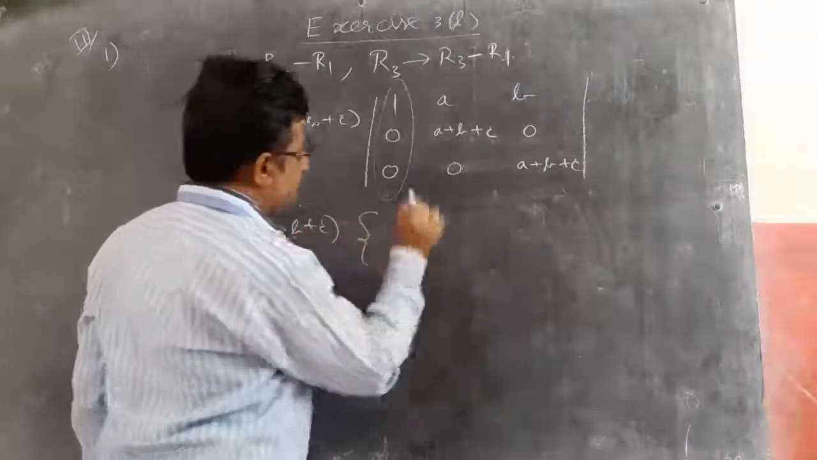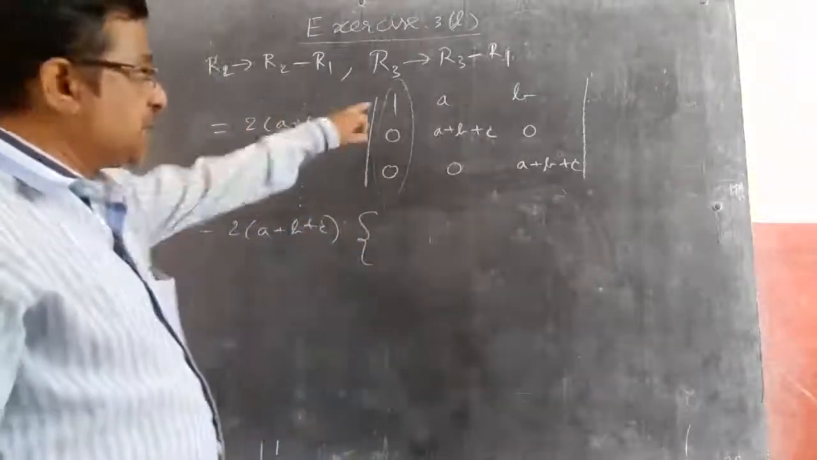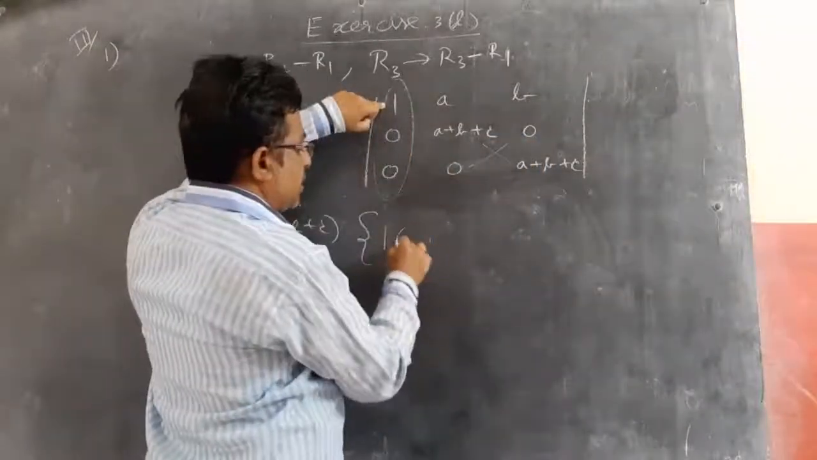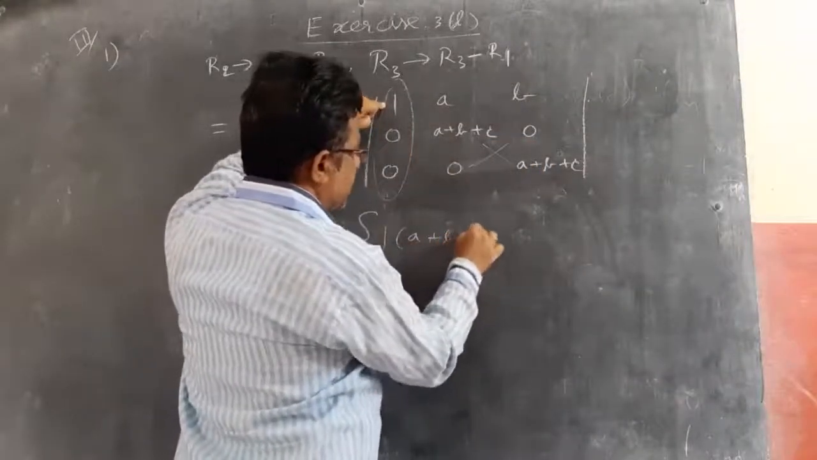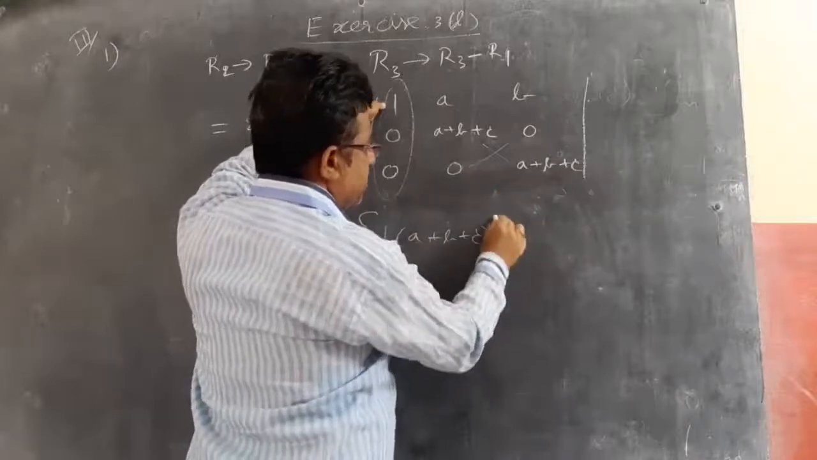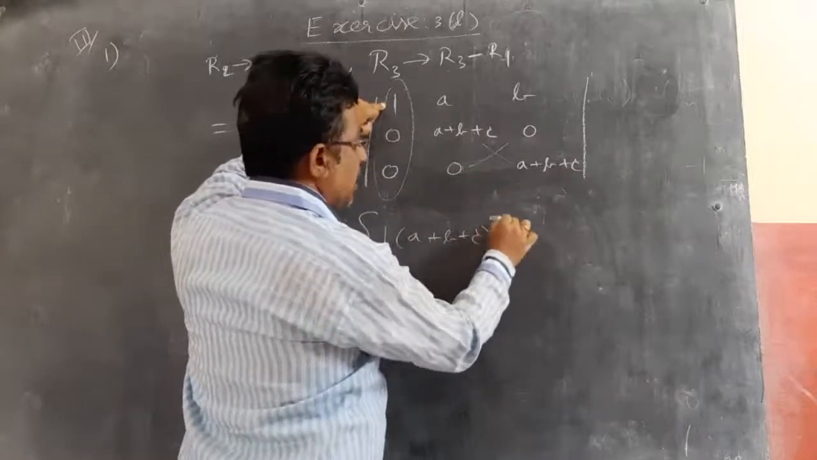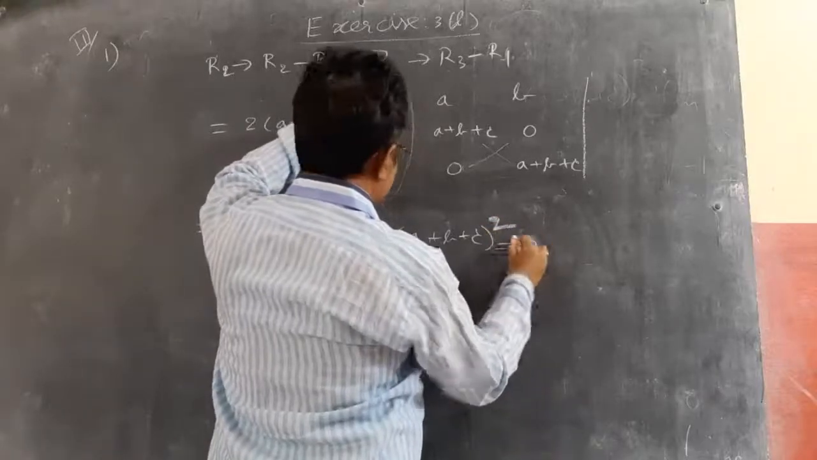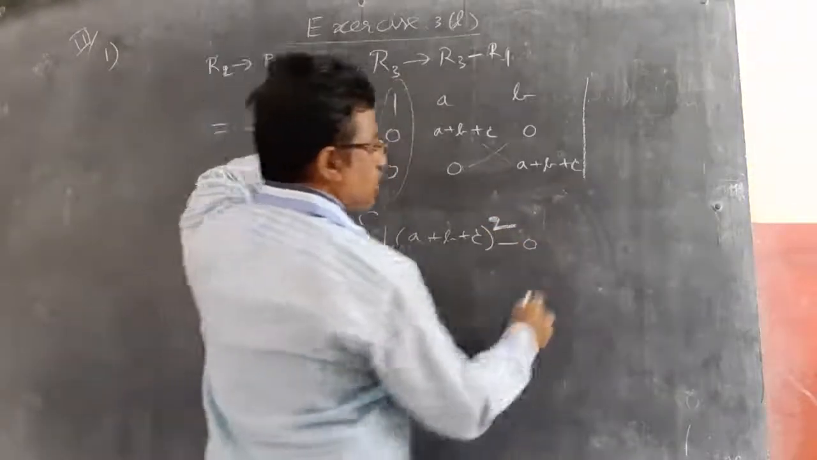Now expanding that determinant. How to expand? This is 1 into this, into this, minus this into this. Means 1 into (a plus b plus c), this into this is (a plus b plus c) whole square. (a plus b plus c) whole square, minus 0, minus 0. Again this is minus 0 plus 0.